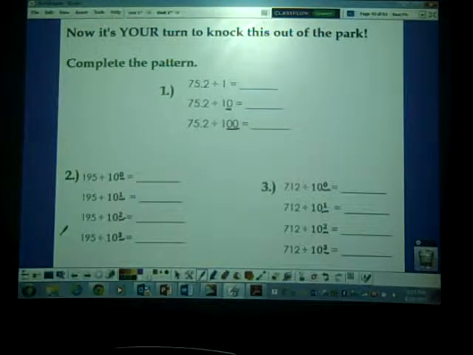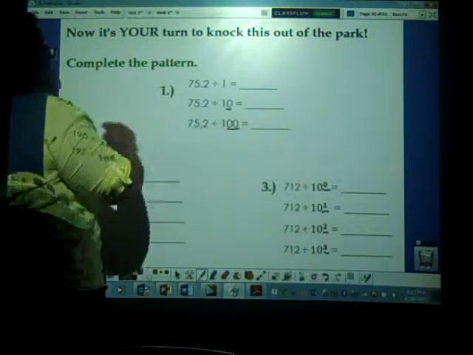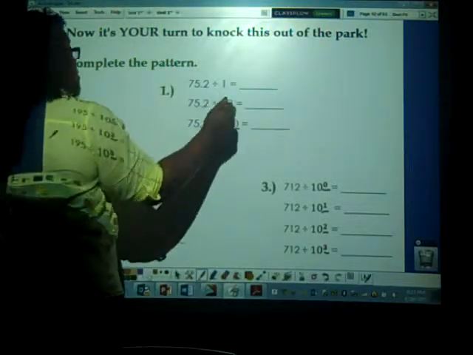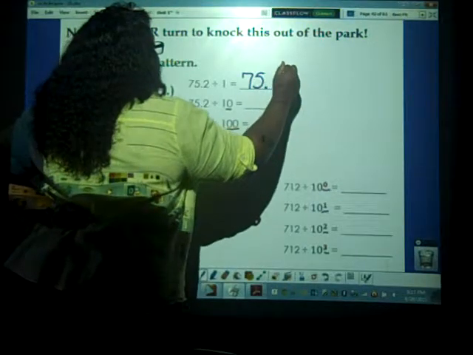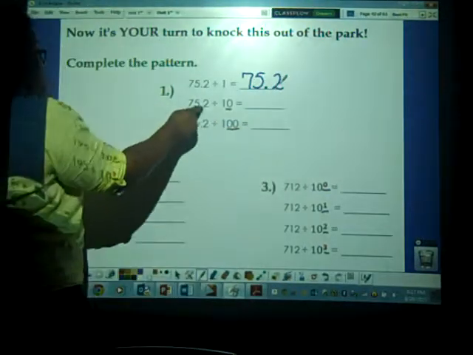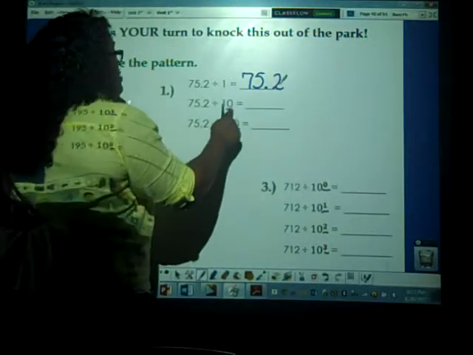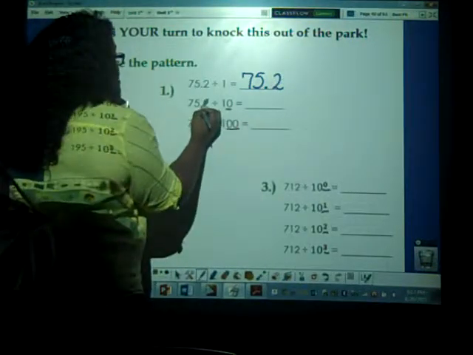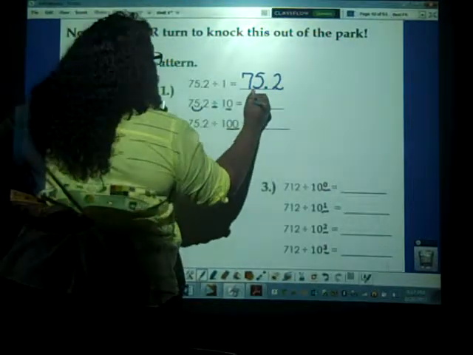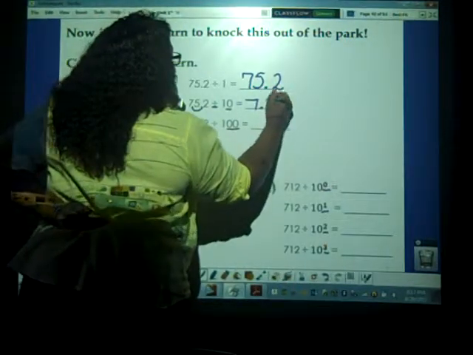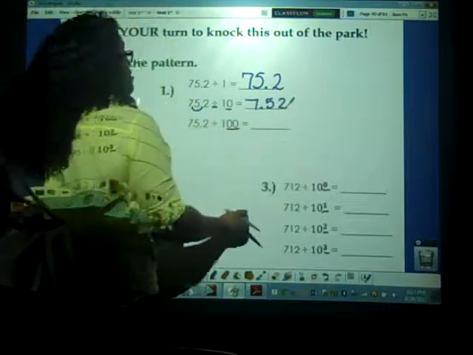All right? We have 75 and 2/10 divided by 1. That is still 75 and 2/10. 75 and 2/10 divided by 10. Well, 10 has 1 zero. I'm decreasing because I'm dividing. So my decimal point is going to go 1 place to the left. So now it's 7 and 52 hundredths.